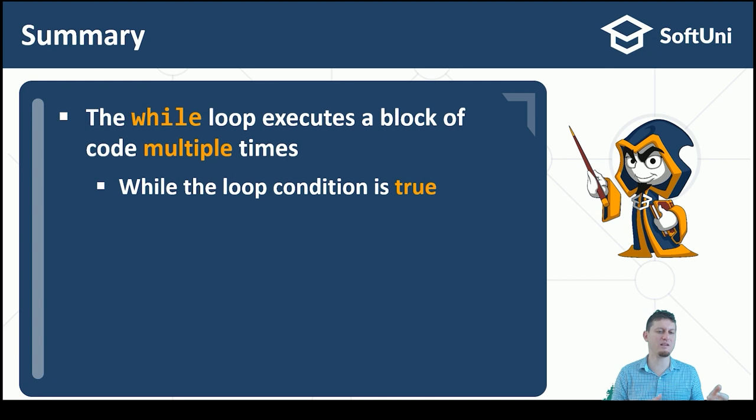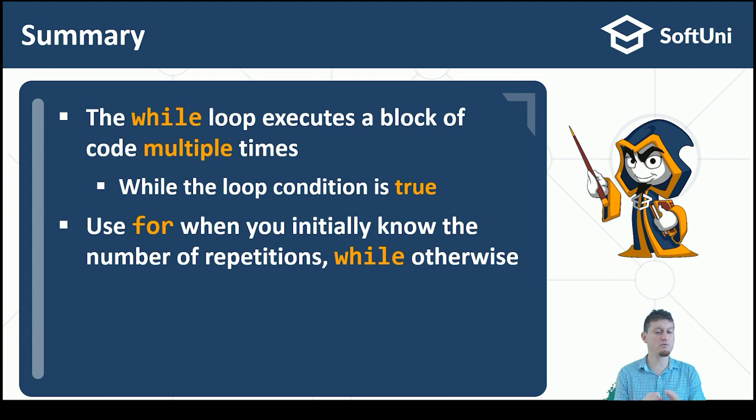Okay, so this was the last problem, and I'm happy to summarize what we have learned today. The while loop executes a block of code multiple times while a certain condition is true. If the condition is true, the loop body is executed. Again, it is checked. If the condition is true, the loop body is executed, and this continues until the loop condition is broken. We use for loops when we initially know the number of iterations or how many times we want to repeat the loop body. We use while when we don't know how many times we'll repeat the body and when we have a certain exit condition.